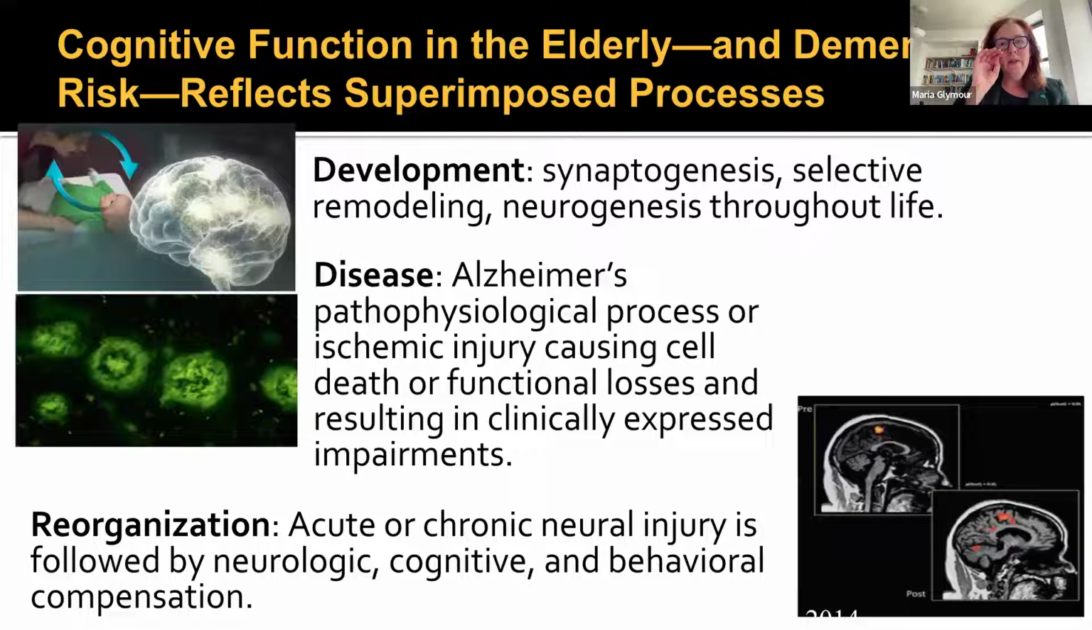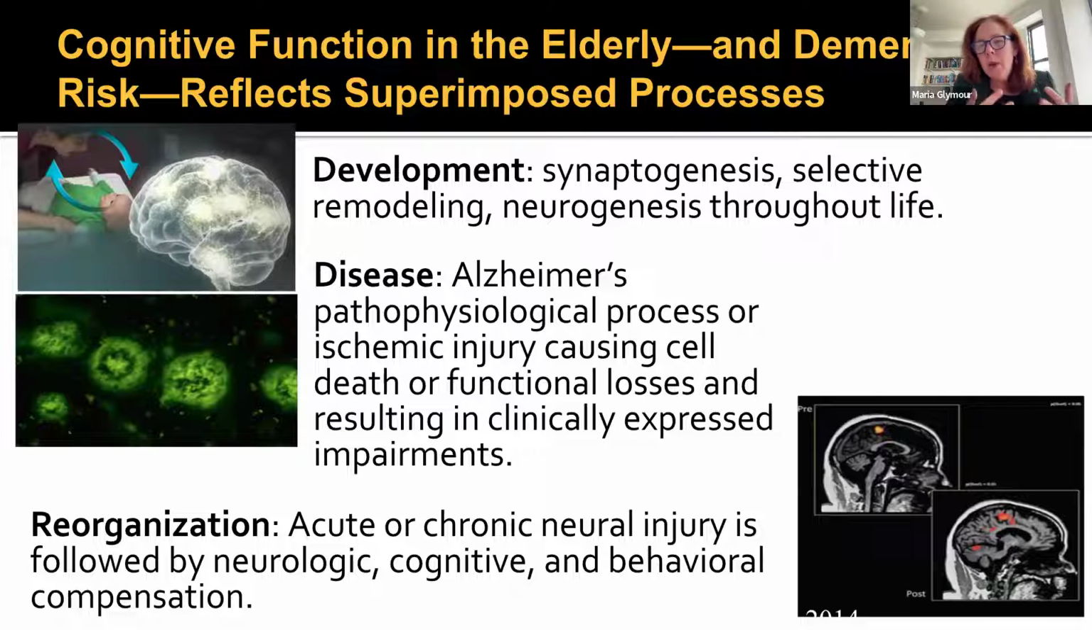With that background, it's important to understand that dementia really is a consequence of multiple superimposed processes. There's a developmental process that is, of course, very rapid in childhood, but also occurs throughout life: synaptogenesis, selective remodeling. There are multiple disease processes, which often co-occur. We now think most dementia has multiple contributing underlying pathologies.